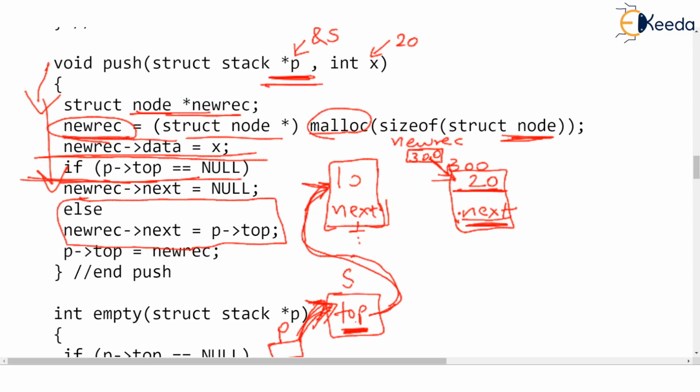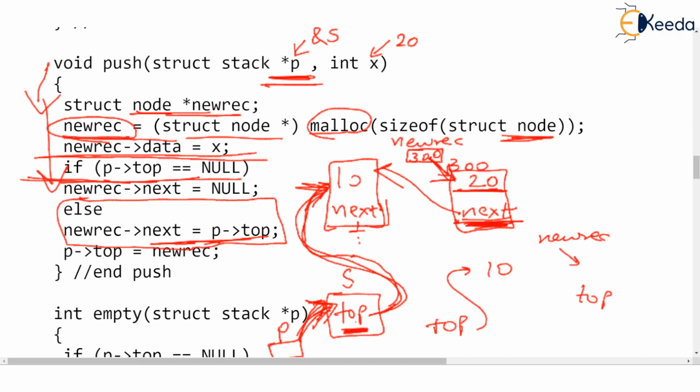Check this. Newrec arrow next should become equal to, check the statement, newrec arrow next should become equal to P arrow top. And P arrow top is pointing to this node. So newrec arrow next will point wherever P arrow top points. Where is P arrow top pointing? P arrow top is pointing to 10. So newrec arrow next will also point to 10. Just check this. Top is pointing to 10, isn't it? And we are saying newrec arrow next should also point wherever top is pointing. That's the statement. Okay, time to erase the screen.